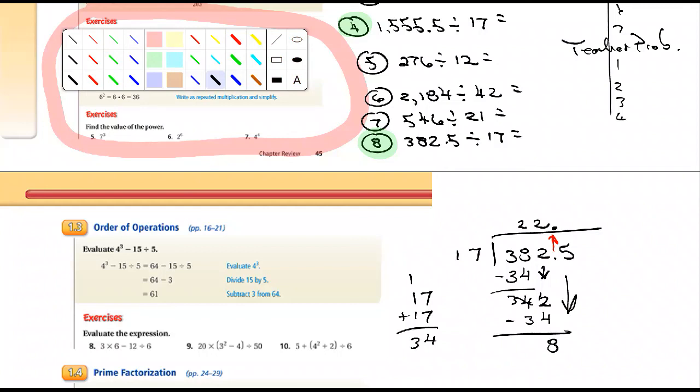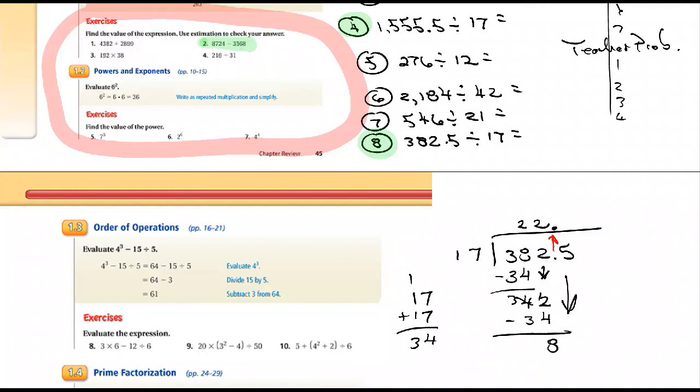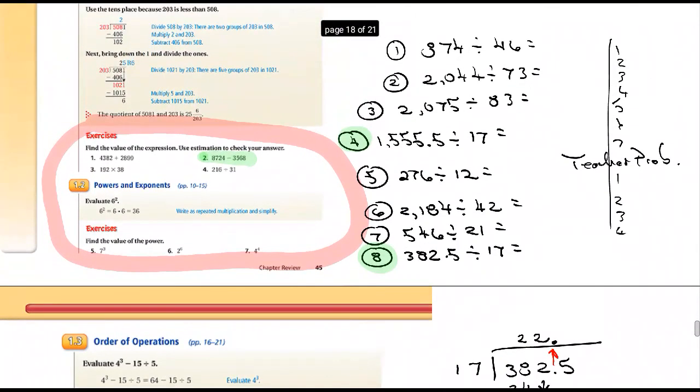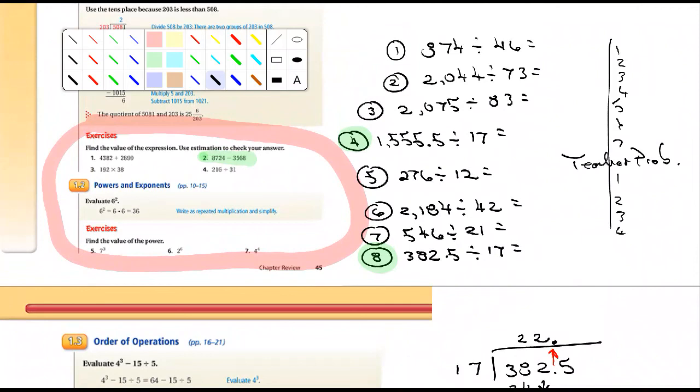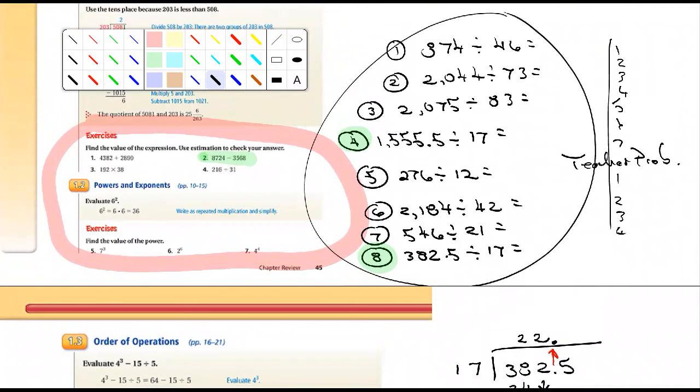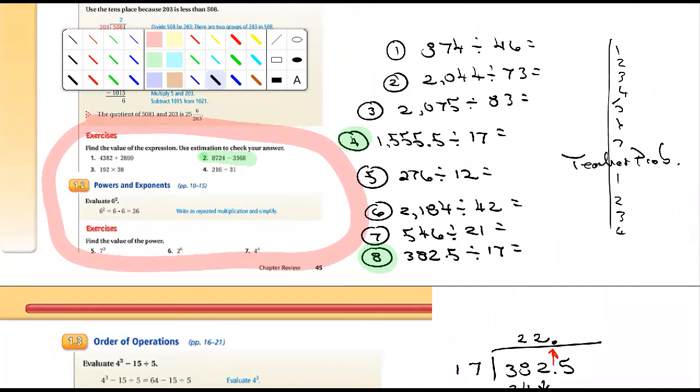So this is due tomorrow. Don't forget to do the rest of those problems. That would be the 1 through 7 in the book, and then, of course, the 1 through 8 that I've assigned you guys here. And I will see you tomorrow.